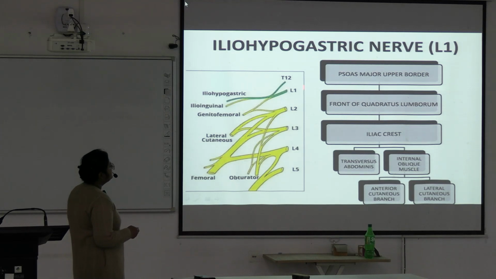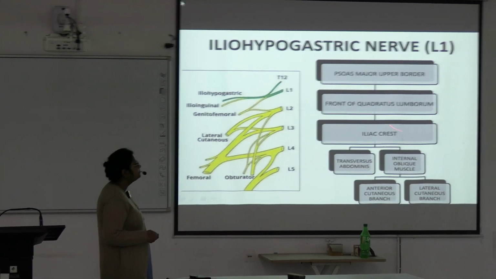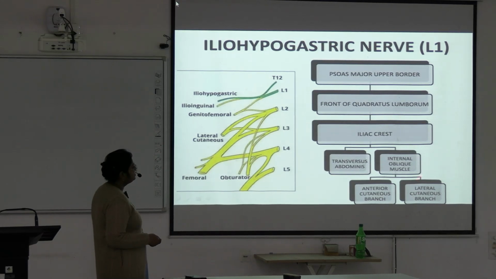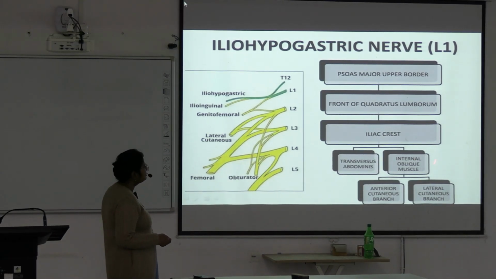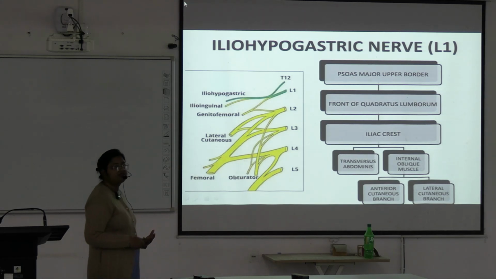Its root value is mainly L1, but sometimes if T12 is joining, then it may be T12 and L1. Okay. So it lies first along the upper border of the psoas major, then in front of quadratus lumborum, in front of the iliac crest, then passes between the transversus abdominis and internal oblique, supplying these muscles and dividing into two branches, the anterior cutaneous branch and the lateral cutaneous branch. So this is the course and supply of this nerve.